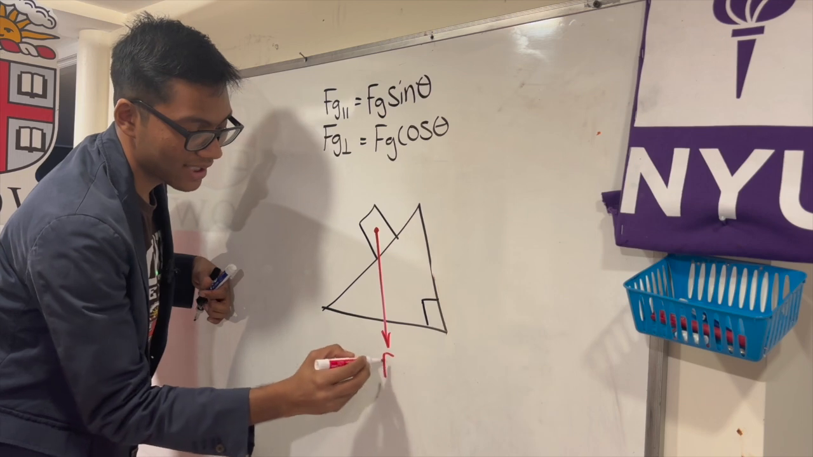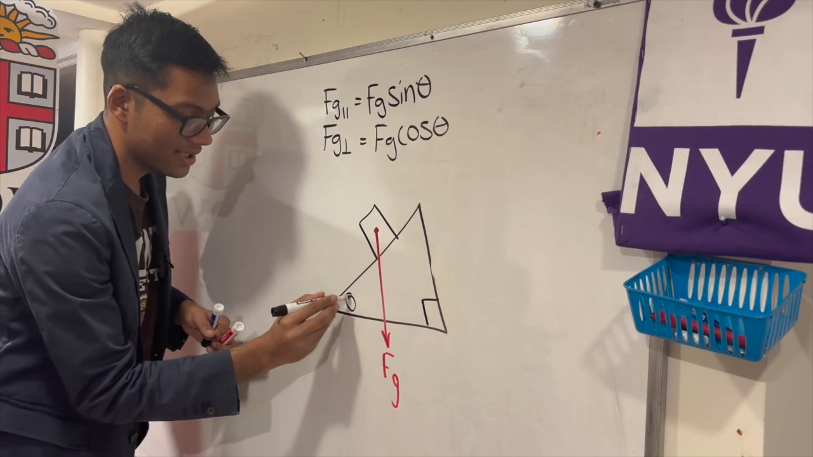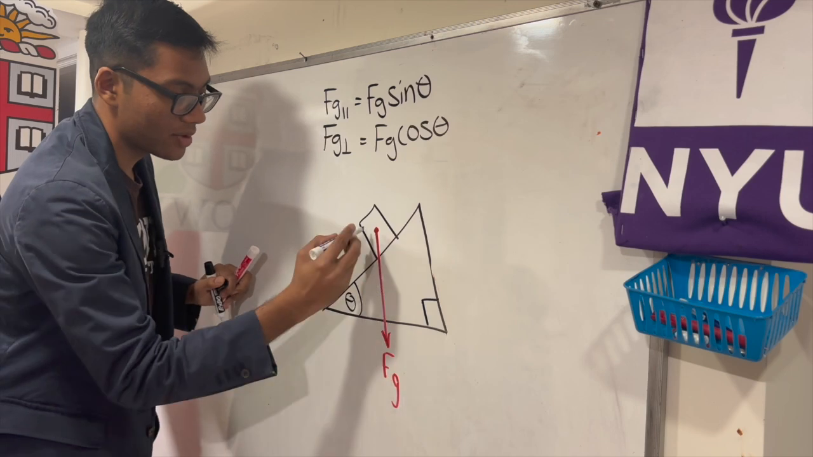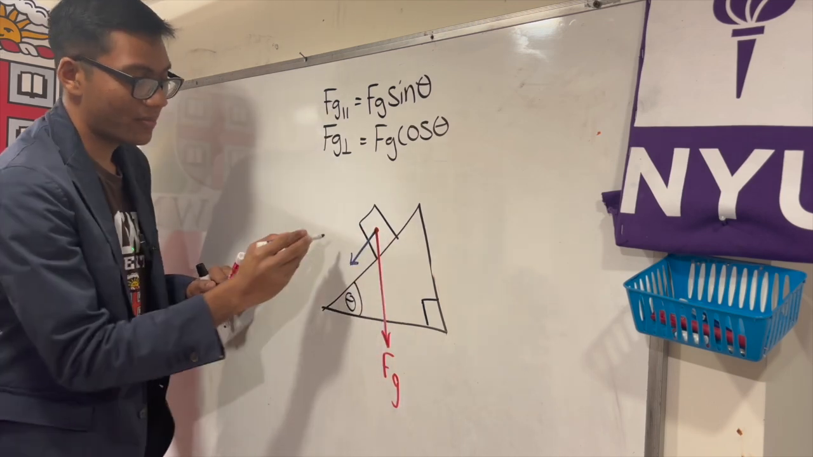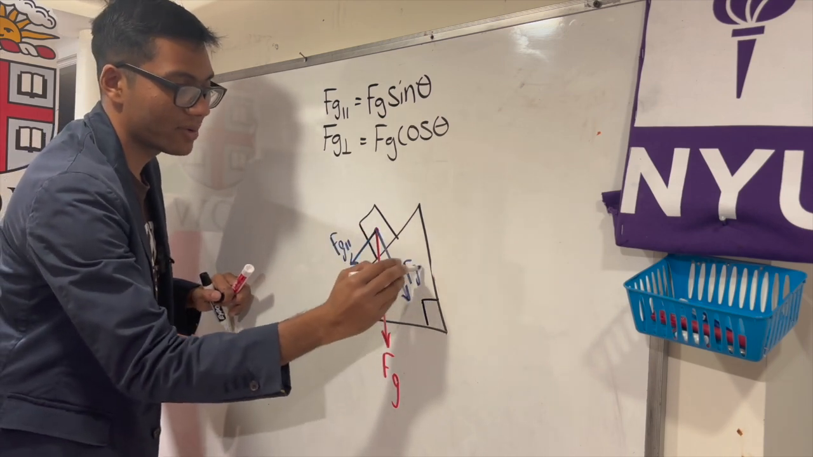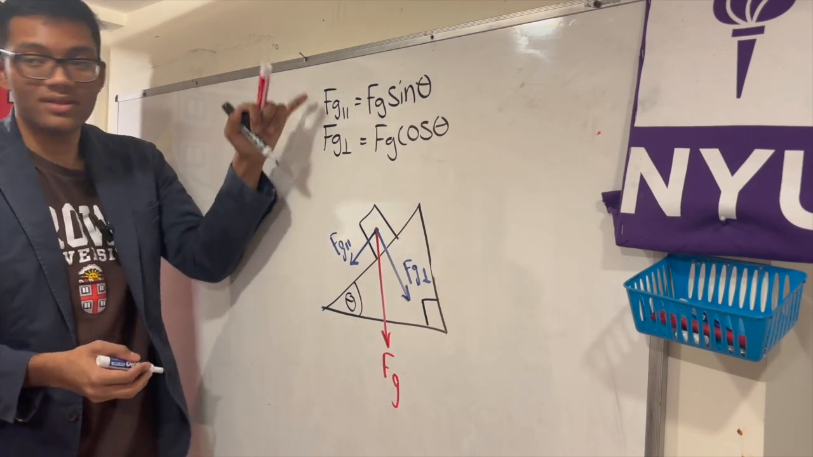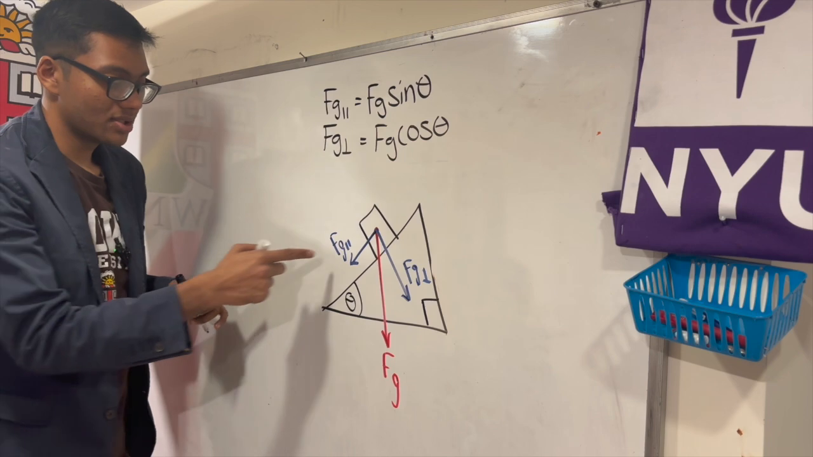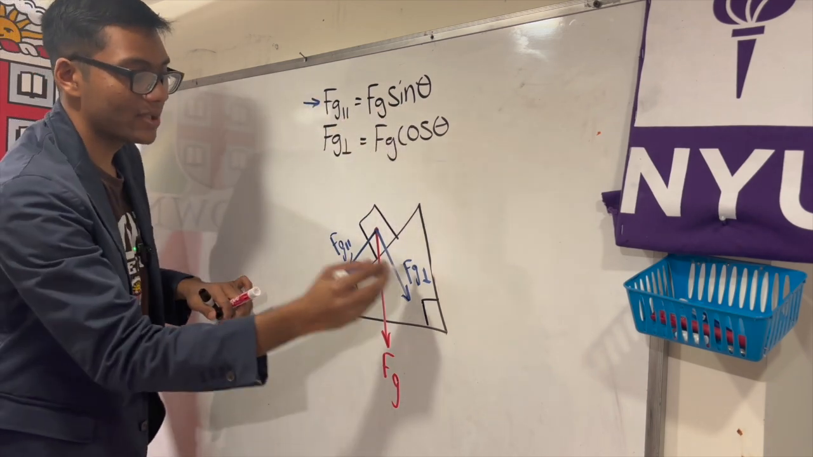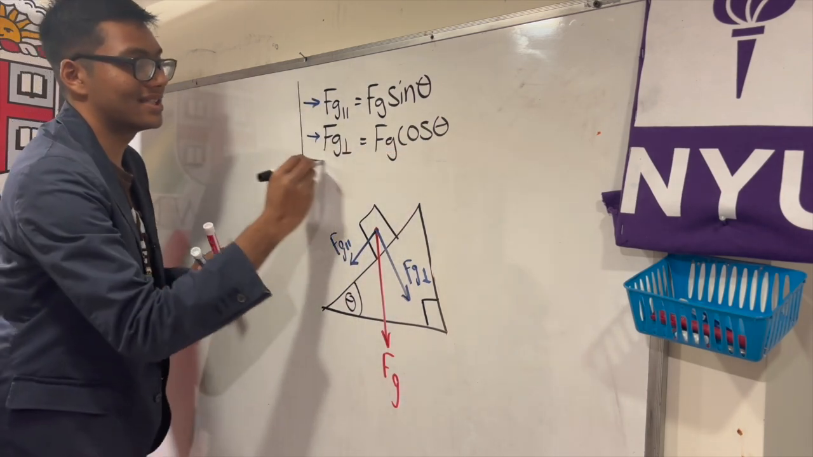So gravity is always acting straight down on the box. Now, this inclined plane is inclined at an angle of theta. What we want to show is that when we decompose this gravity vector into a parallel component, FG parallel, and a perpendicular component, FG perpendicular, they're related to the original gravity vector by these two equations: FG parallel is equal to FG sine theta, and FG perpendicular is equal to FG cosine theta. So we have to prove that this is true.